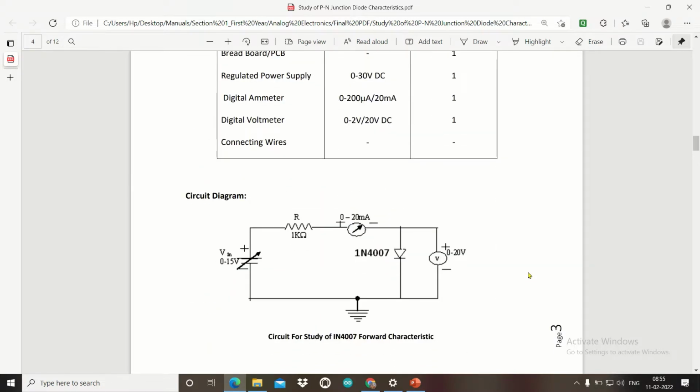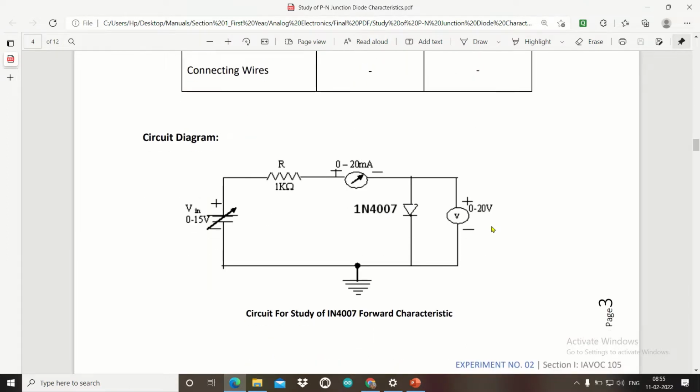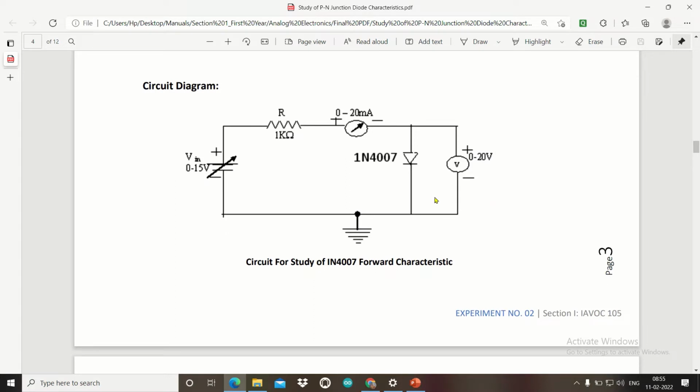Now you can easily see that we have the circuit diagram, and we are very familiar with the forward diode characteristic circuit. This is the same circuit what you can see here. There is a 0 to 15 volt power supply. Then in series with the diode there is a 1 kilo ohm resistance, and in order to measure the diode current there is an ammeter.